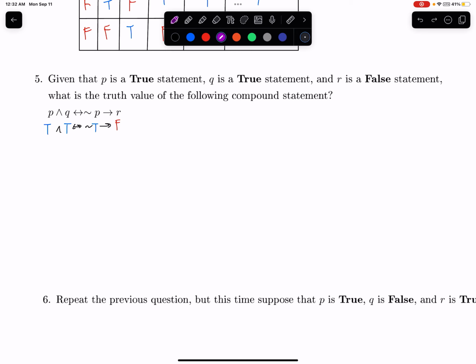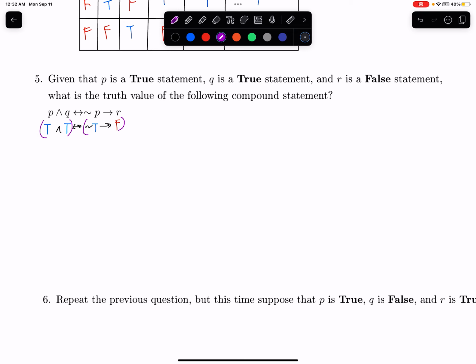So I'm going to throw in my own parentheses just to help me keep things straight. These parentheses aren't affecting the order of operations because the biconditional already is going to happen at the end. This is just for me to, in my mind, separate. I have a left side and I have a right side. I'm going to work on those individually.